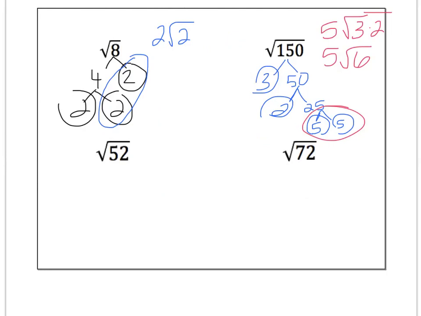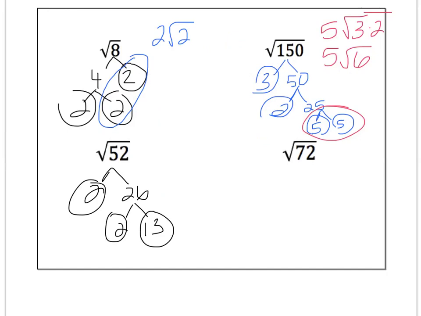All right. Let's keep moving forward. We've got 52, so what times what is 52? Well, 2 and 26 would work. 2 is a prime number. Then we look at 26. Well, 2 times 13. And those are both prime numbers. Again, you're looking for your buddies. You've got two 2s, so you're going to write a 2 on the outside, and 13 on the inside.